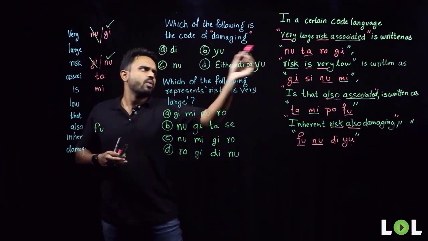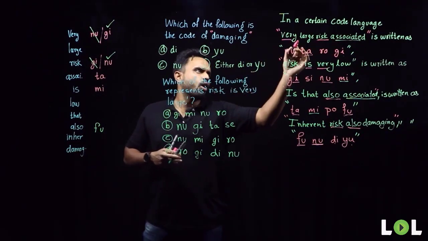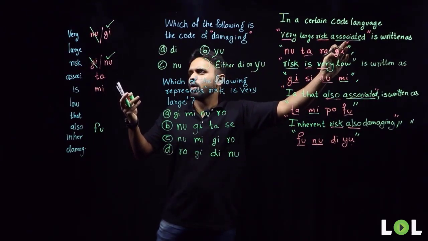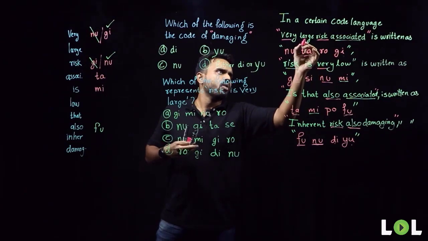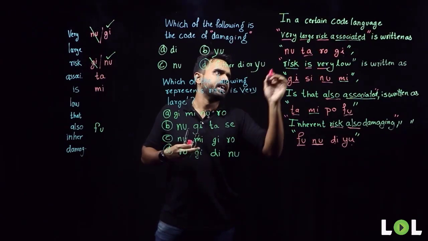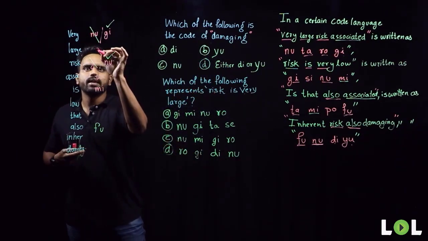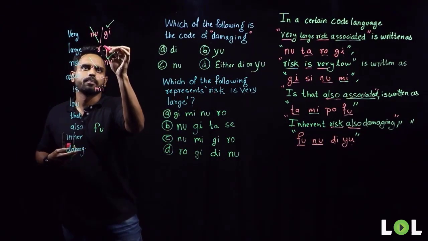Have a look at it. Very large risk associated. I already know the code for very. I know it for risk. I also know it for associated. So the only one which I do not know is large, and it must be rho. Large will be rho for sure.